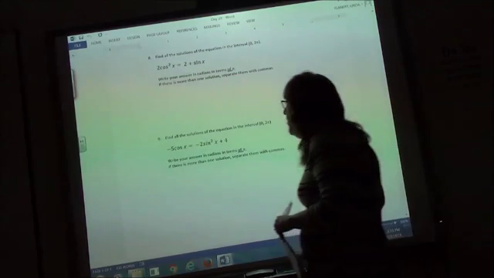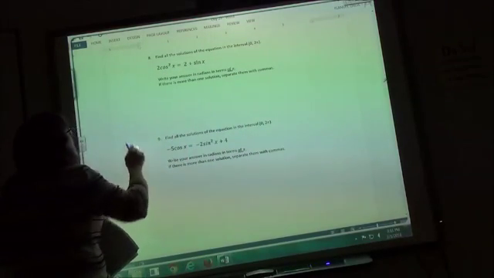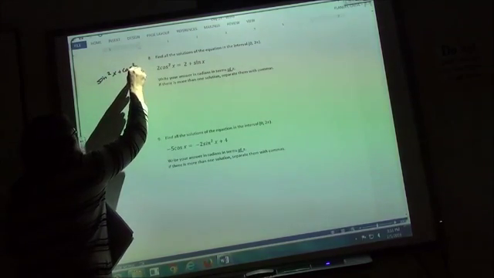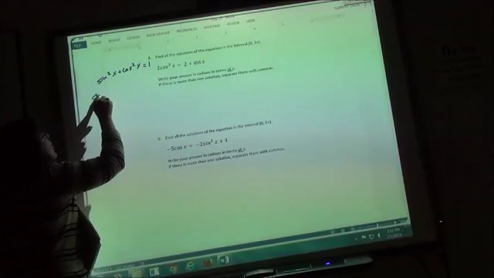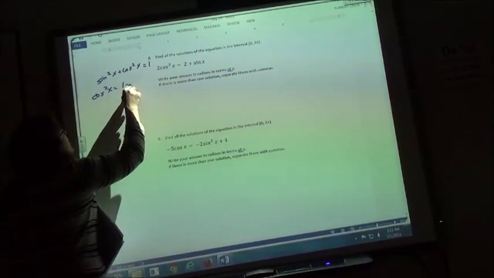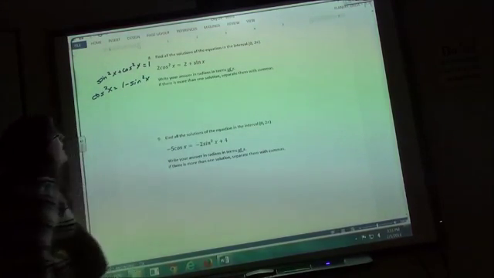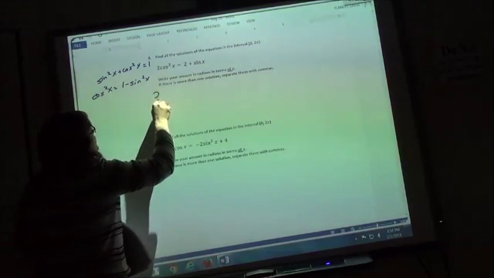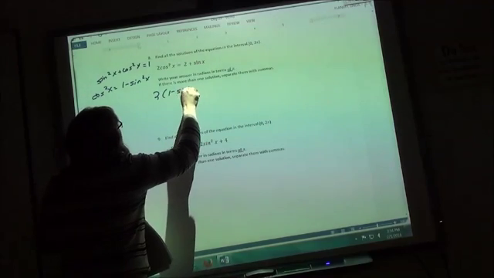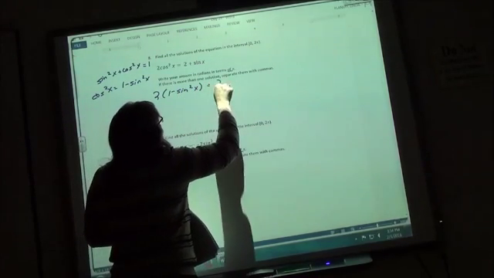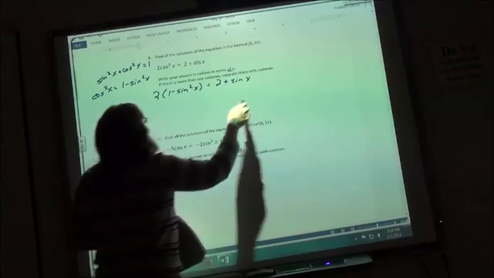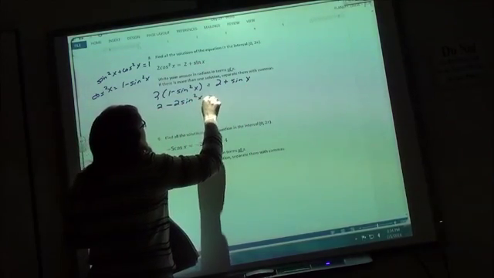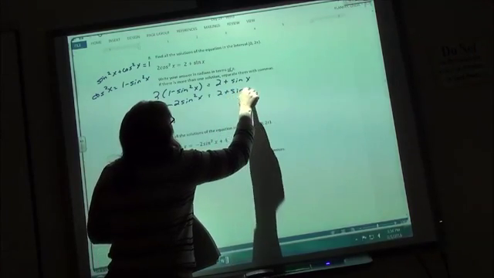Number 8, same kind of thing. You'll notice I have cosine squared in there. We know that sine squared of x plus cosine squared of x equals 1, so that cosine squared of x equals 1 minus sine squared. Again, I'm going to substitute that in, so I have everything in terms of sine. So I would have 2 times 1 minus the sine squared of x equals 2 plus the sine of x. So 2 minus 2 sine squared of x equals 2 plus the sine of x.